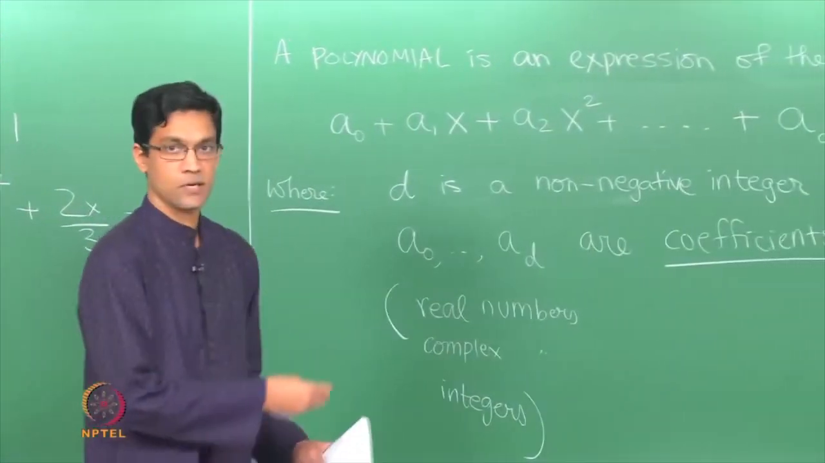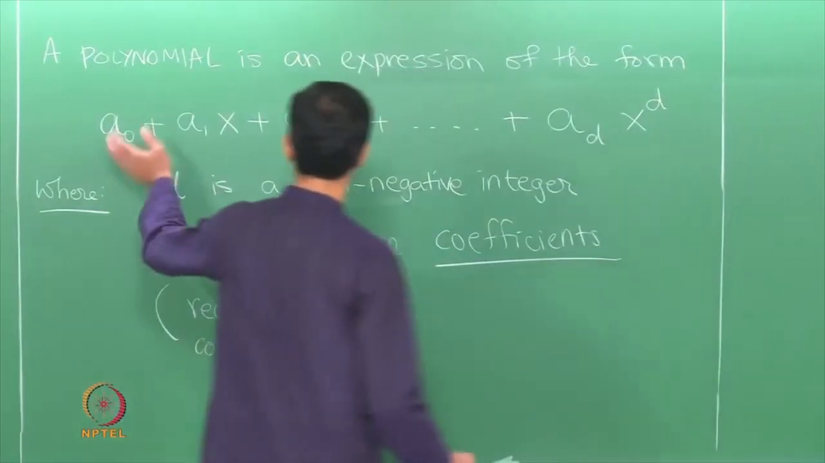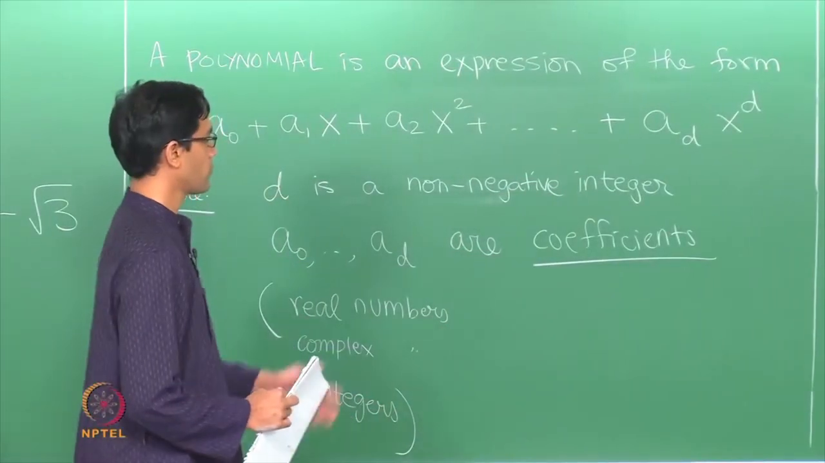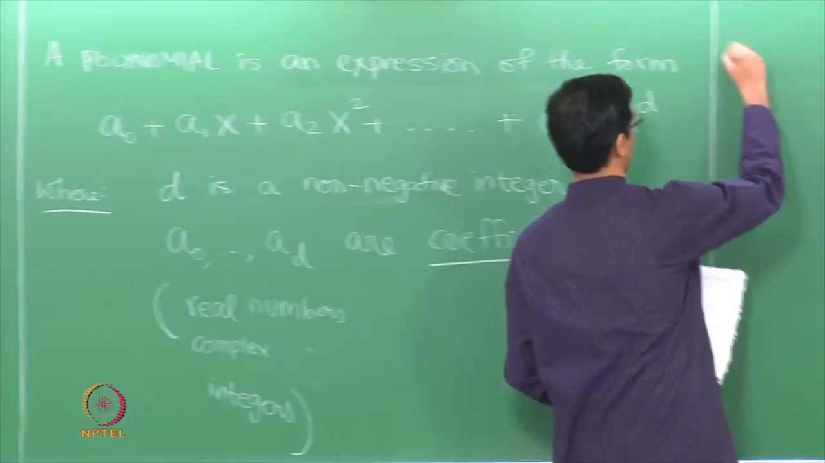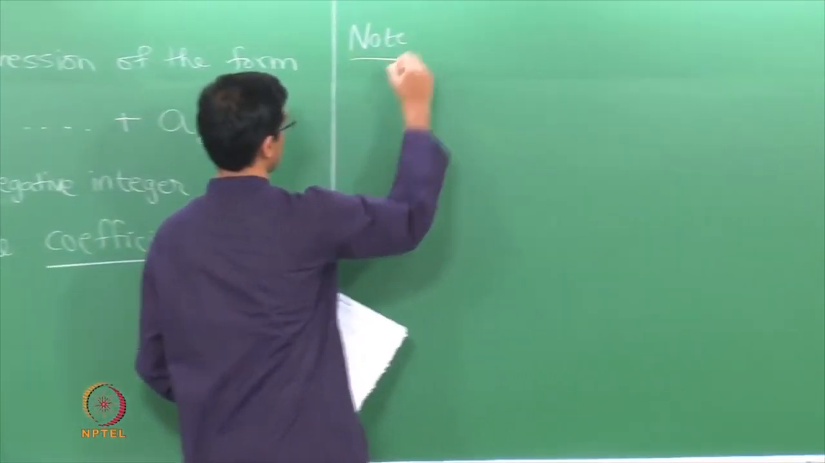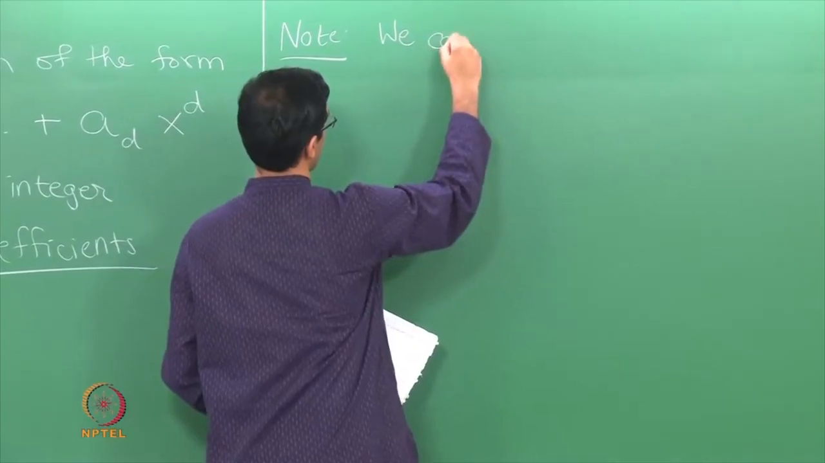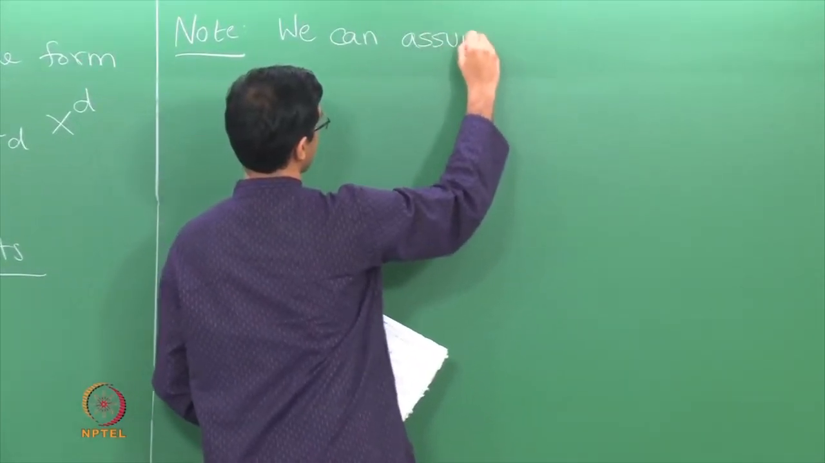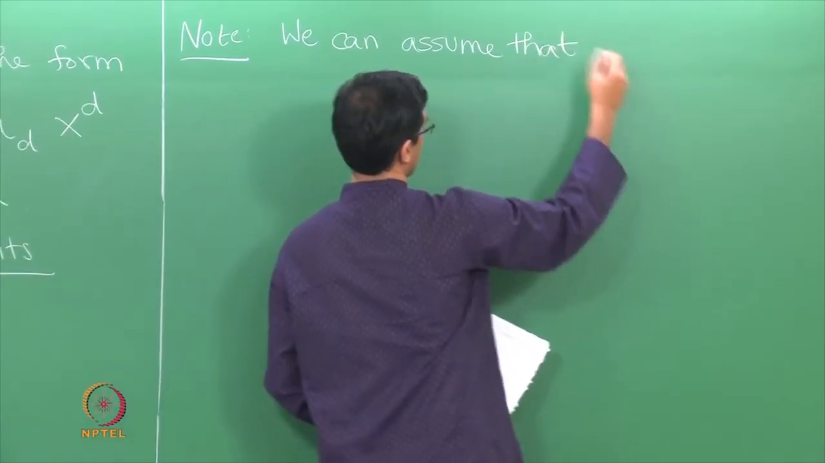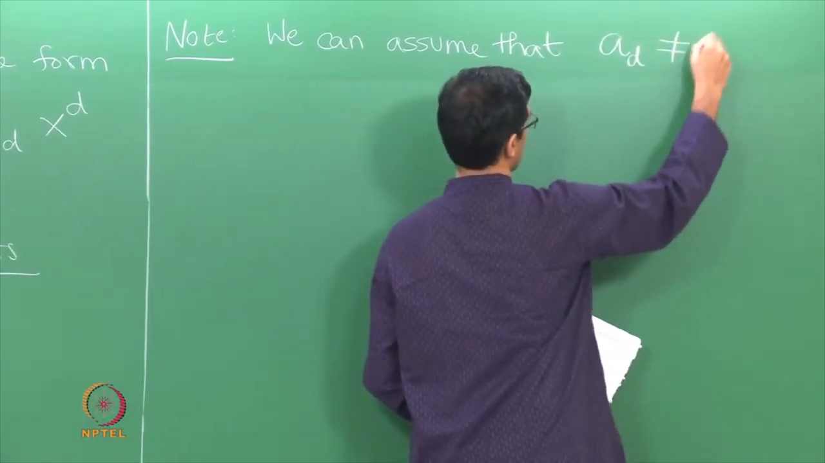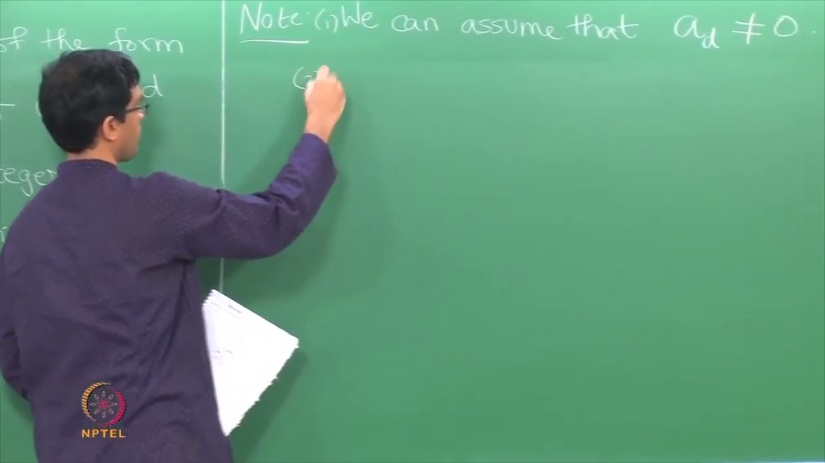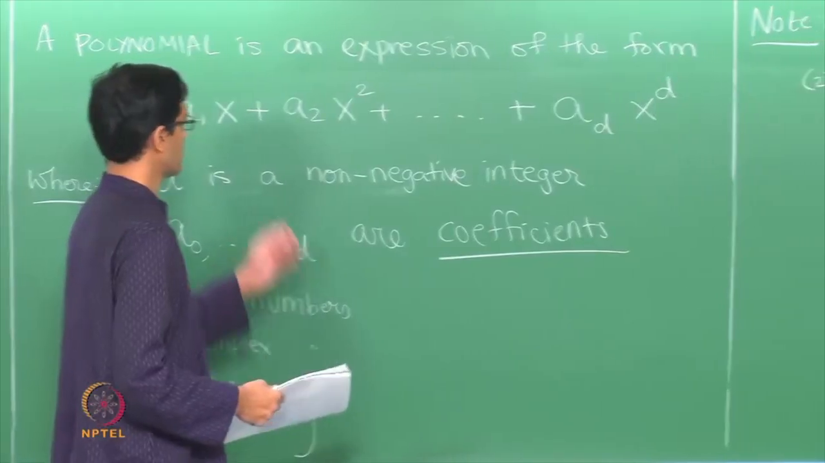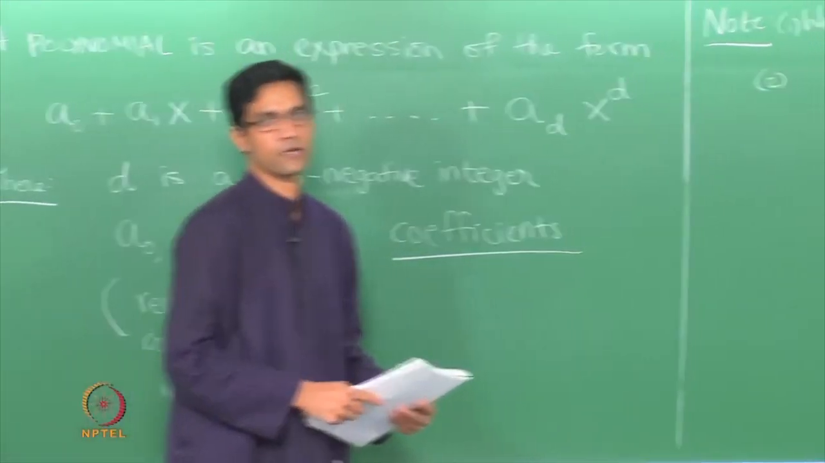Now this number d here: when you have a combination of powers of x, you can always assume that d is the largest power of x which appears. So here are various small observations. Note that we can assume that ad is not 0. That's the first observation. We can always assume that d is the largest power which appears with a non-zero coefficient. Point number two, some of the other ai's could very well be 0. We are not forbidding that.